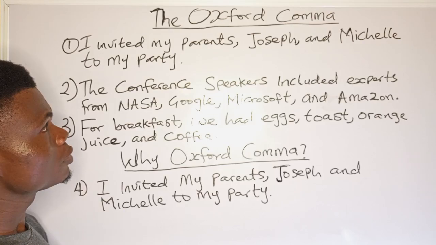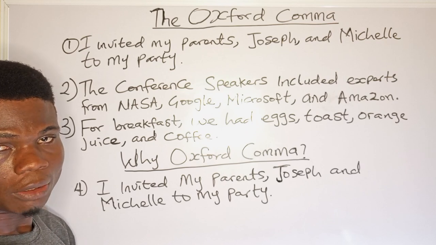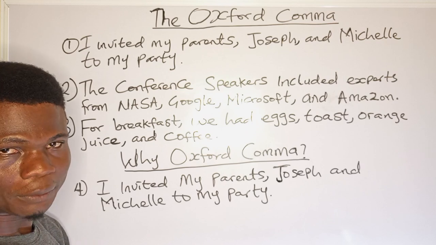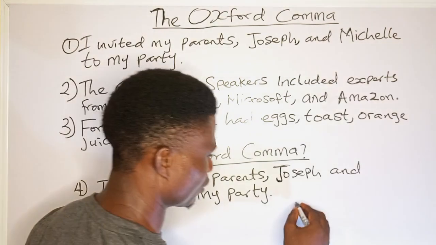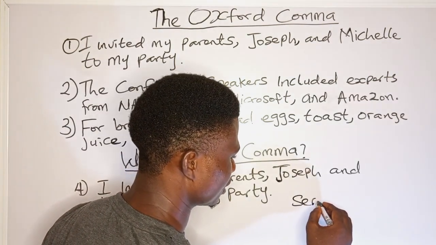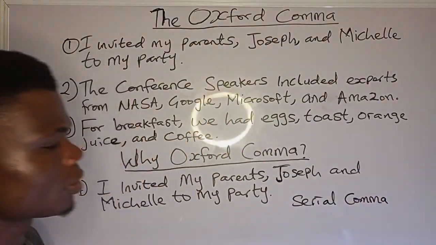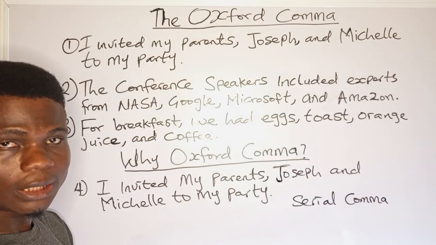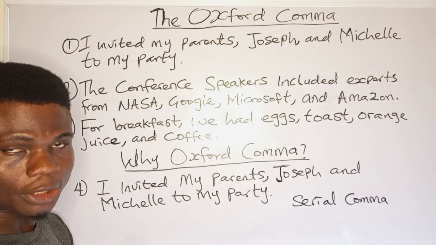In this video, we're going to be looking at the Oxford comma. Now, what do we mean by the Oxford comma and how does it differ from the ordinary comma? The Oxford comma is also regarded as the serial comma. It is the comma you use beforehand when you have 3 or more items in your list.